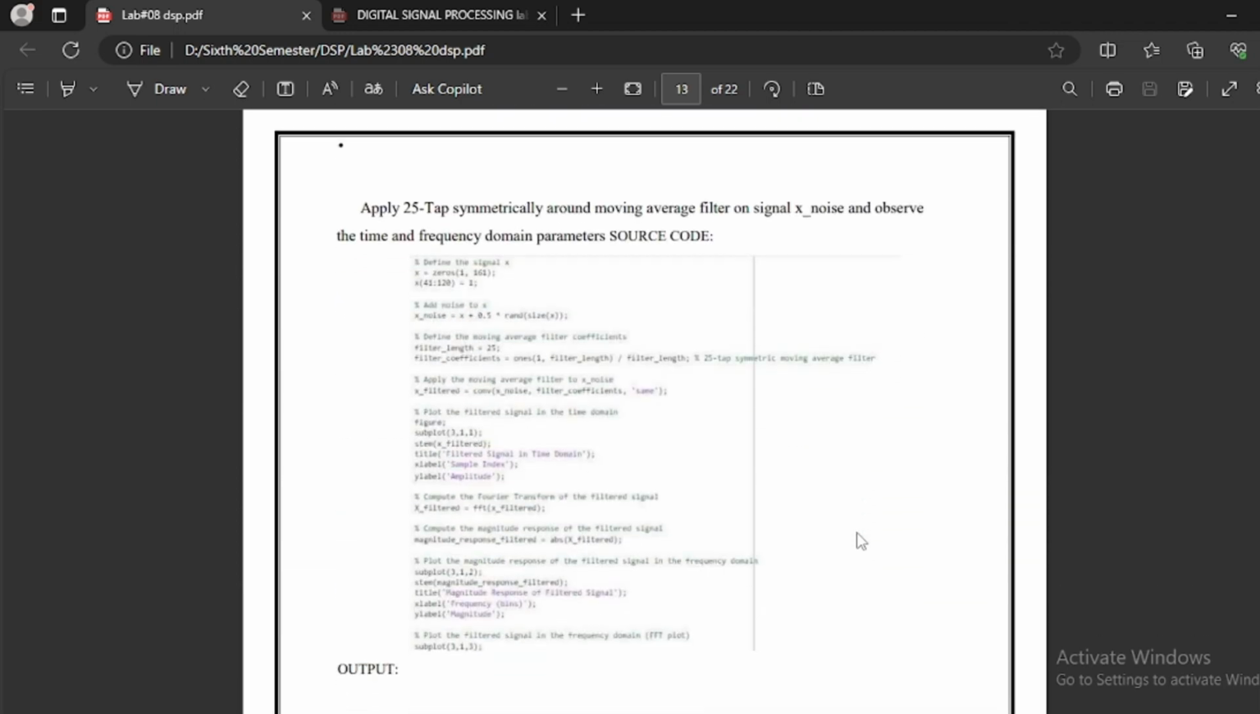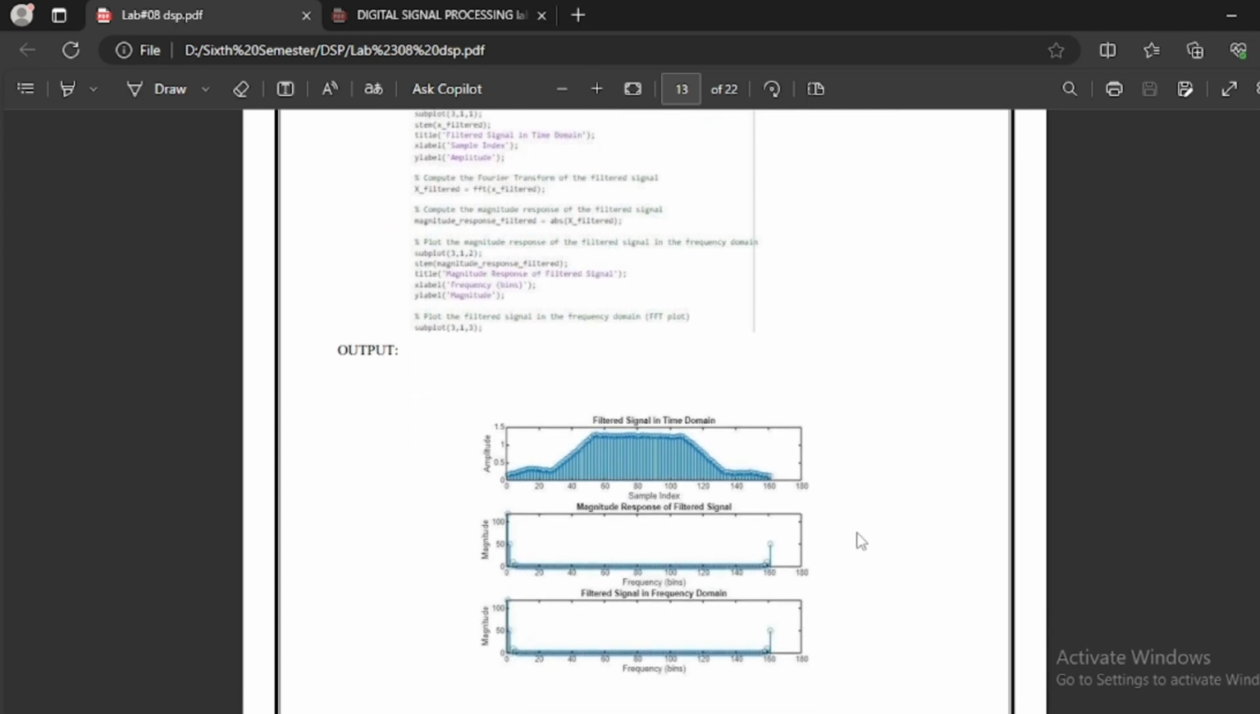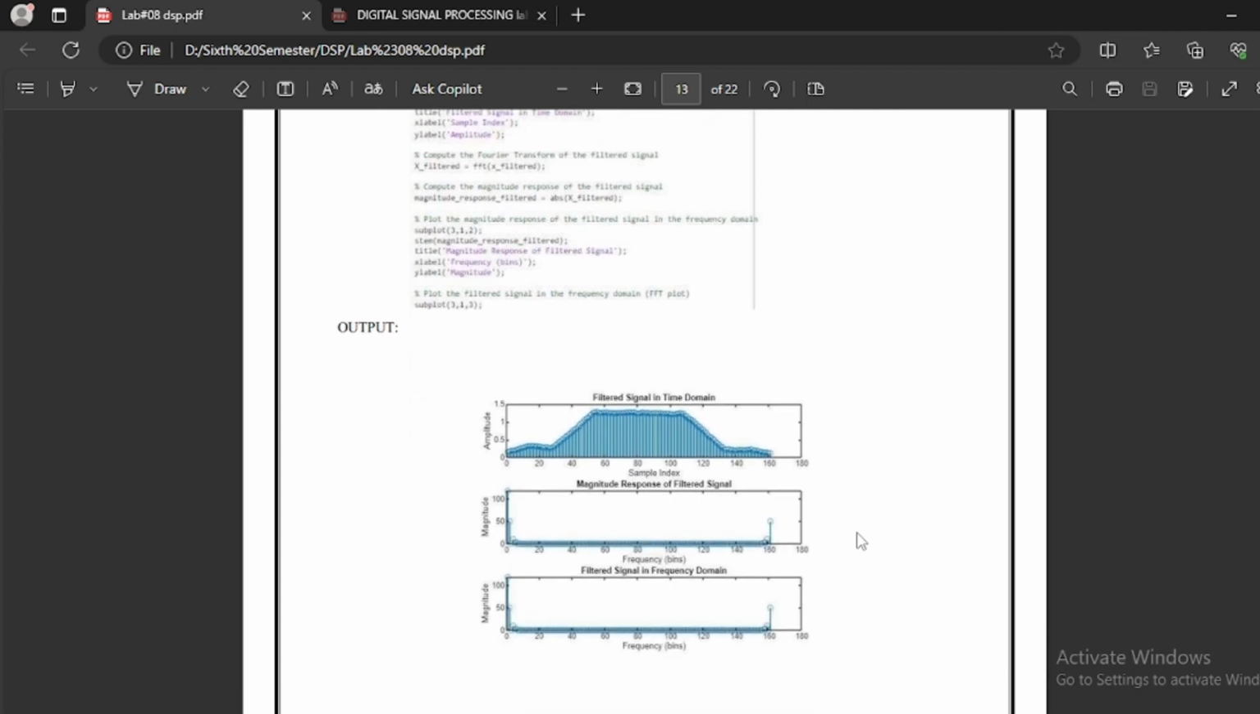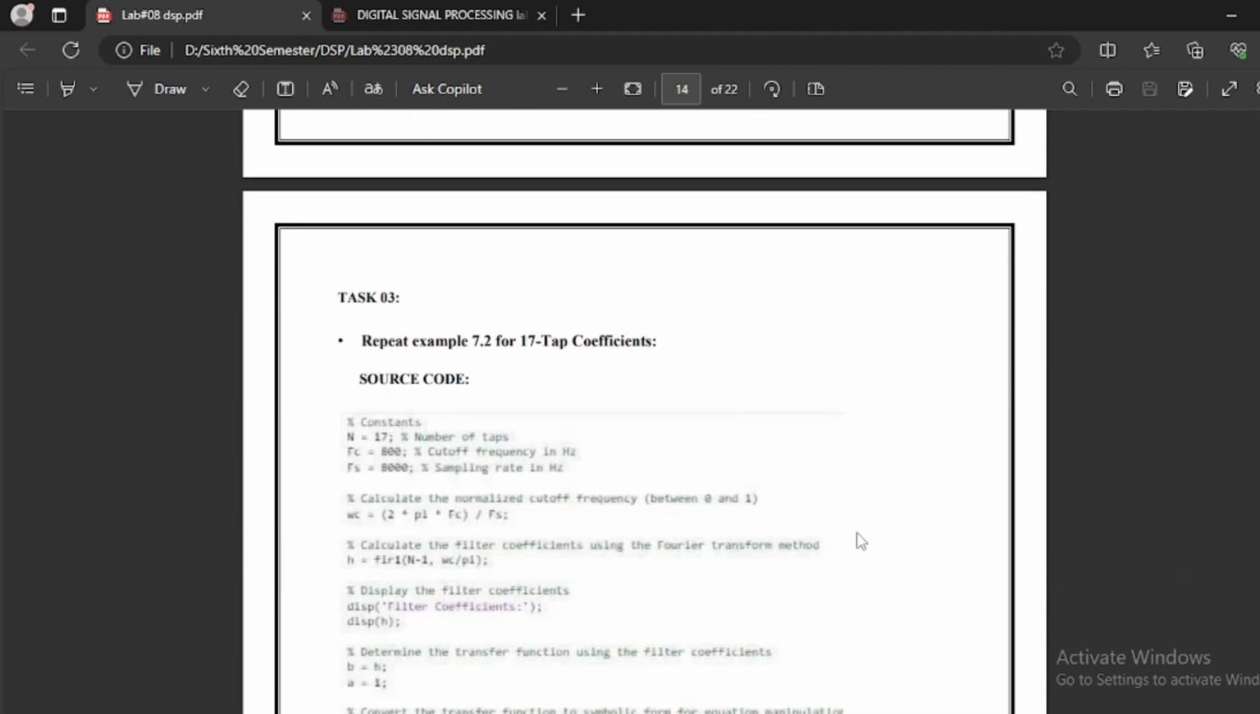Then we have to apply 25 taps symmetrical around moving average filter on signal x noise and observe the time and frequency domain. Here is our output. In this output there are 3 figures. Number 1 filter signal in the time domain, number 2 magnitude response of the filter signal, number 3 filter signal in frequency domain. Task number 3, repeat example 7.2 for 17 tap coefficient.